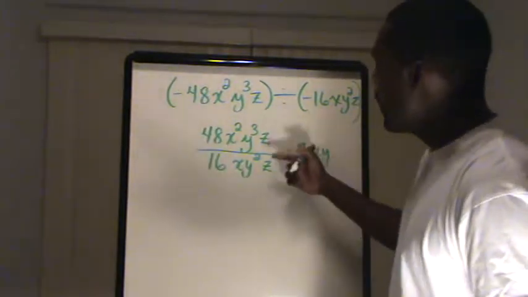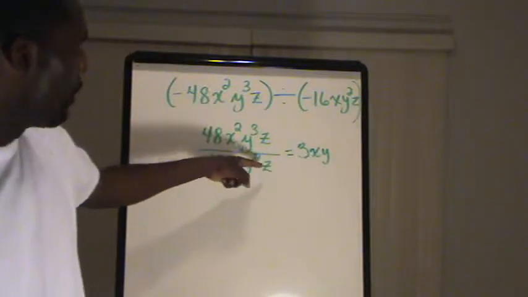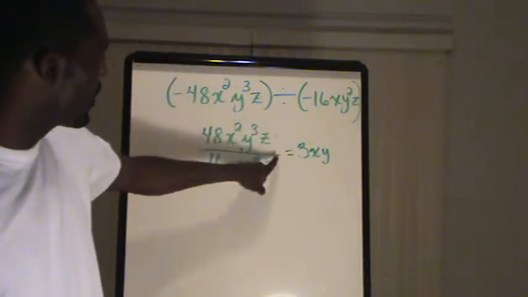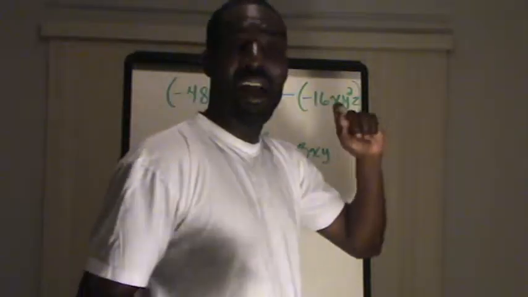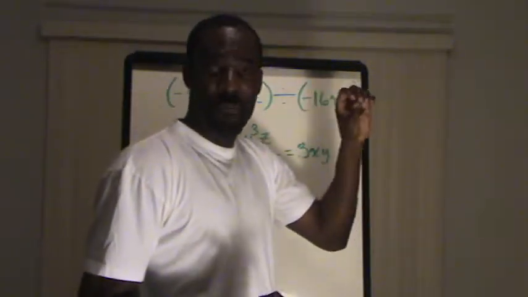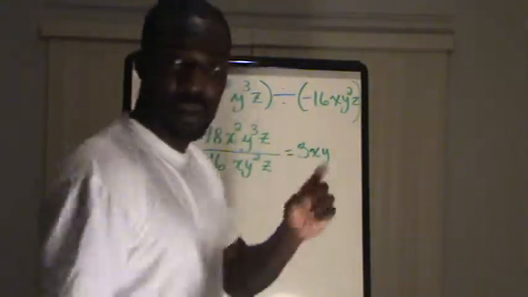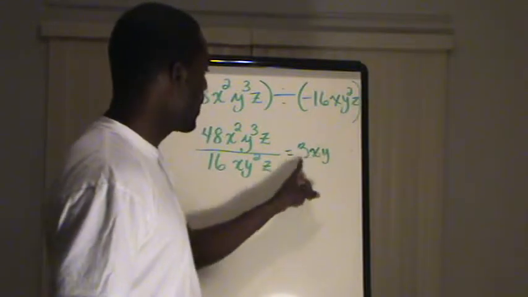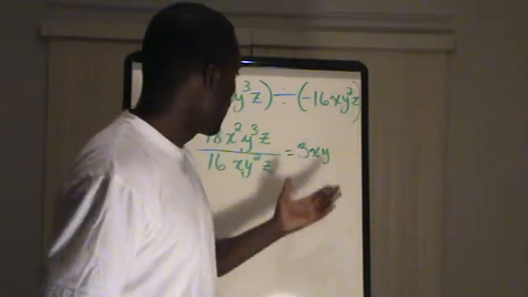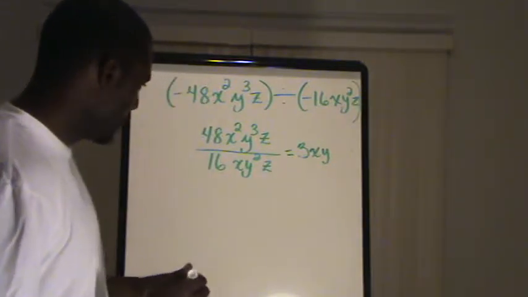And actually here, you can look at the z's two ways. You can either look at them as they cancel out, or if you notice, both of them are to the first power. So if we do 1 minus 1, we actually get z to the 0th power. And we know that by definition, anything to the 0 power is 1. So we would actually be multiplying by 1 right here, which would not affect our expression. So our final answer is 3xy. Okay? All right.